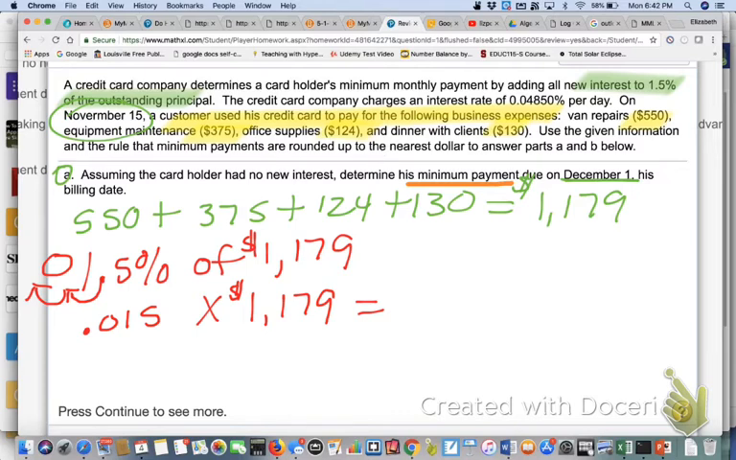If I multiply those together, it gets me 17.685. Because we're talking about money, we would normally be rounding to the second decimal place. And because the 5 next to it is 5 or bigger, that means we're going to round it up.